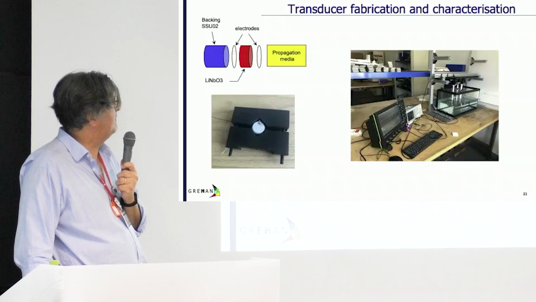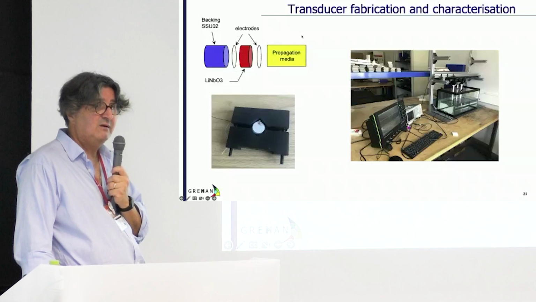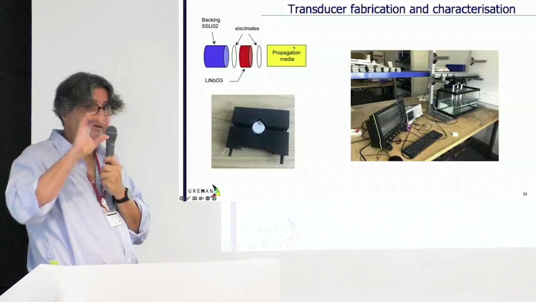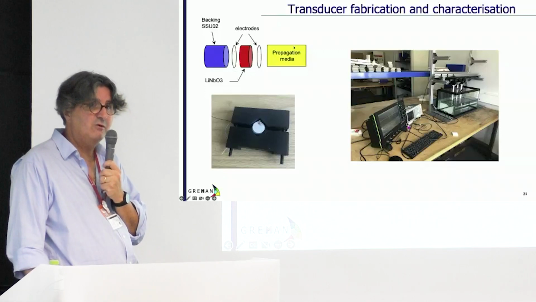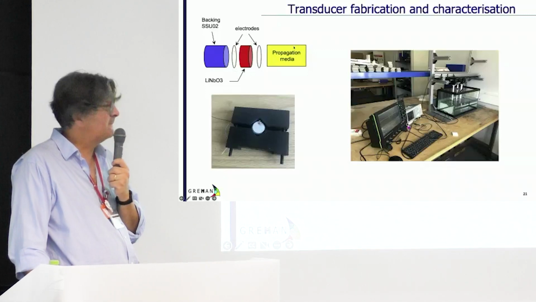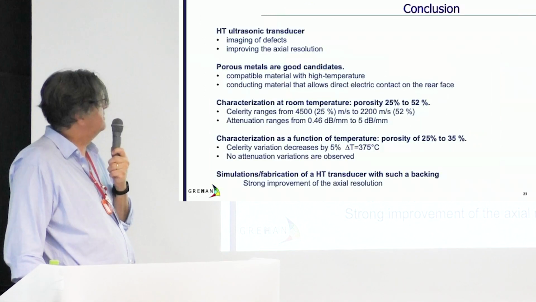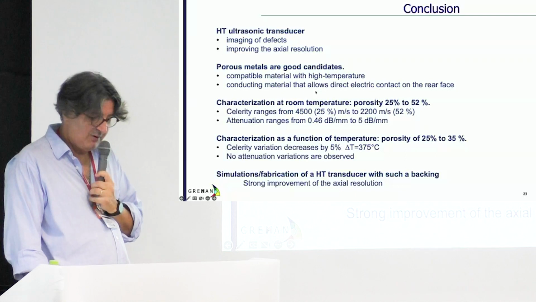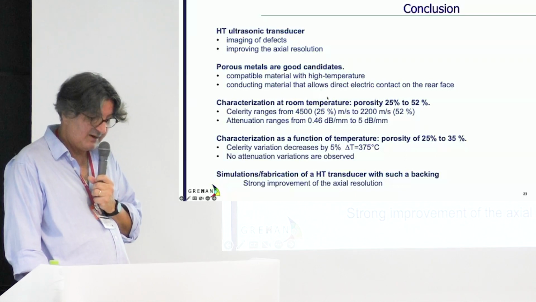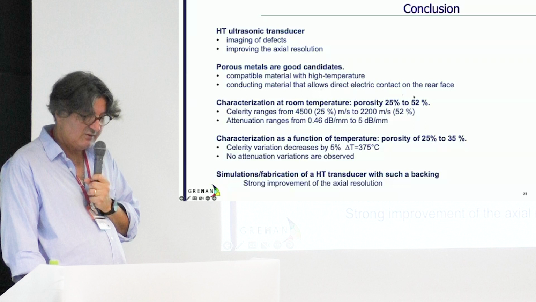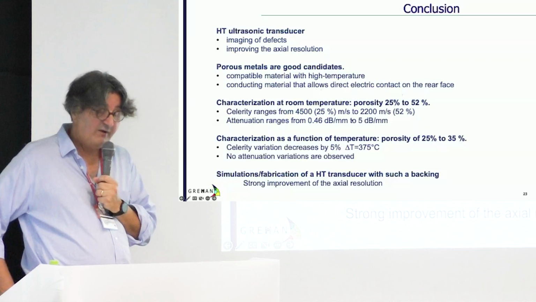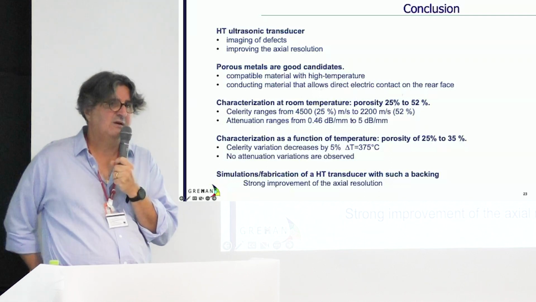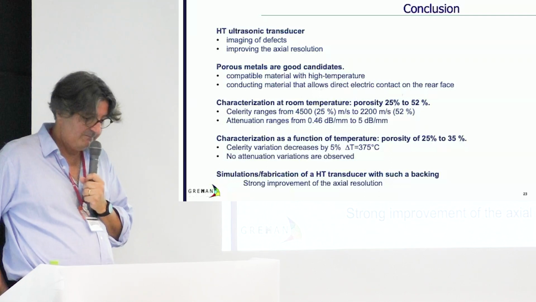And if on the front face you have a protective metallic layer, and in between an insulating layer, then you have your transducer. So they are compatible with high temperature. They are conducting materials that allow direct electric contact on the rear face. We have made some characterization of porous materials between 25 and 52% porosity at room temperature.